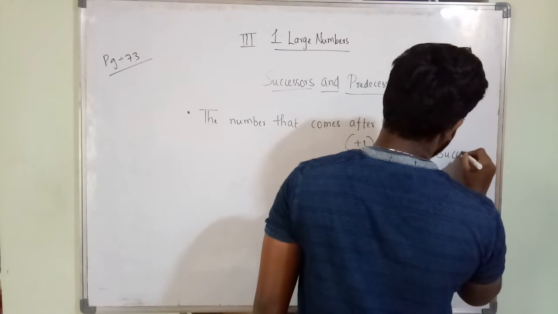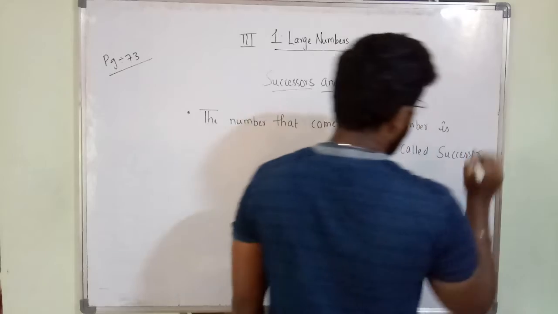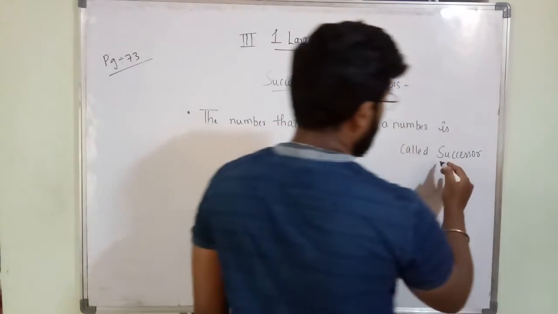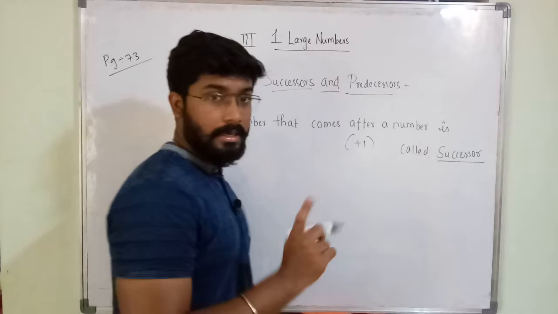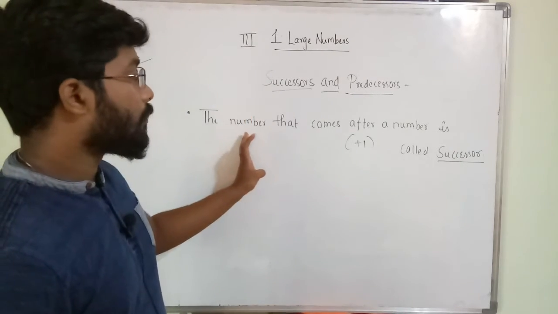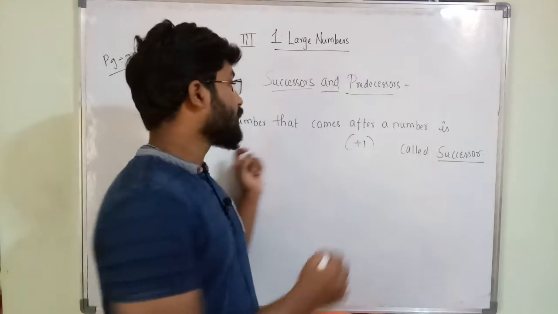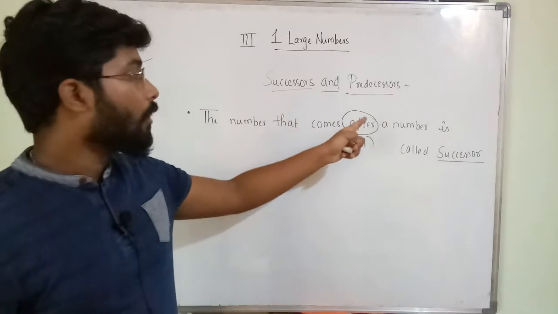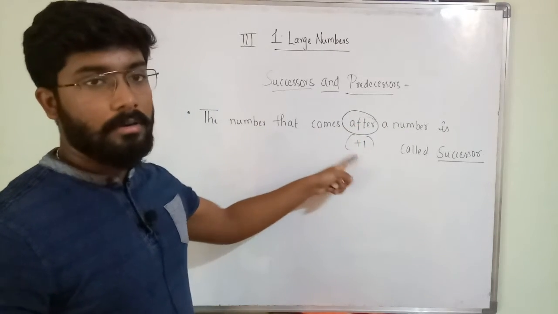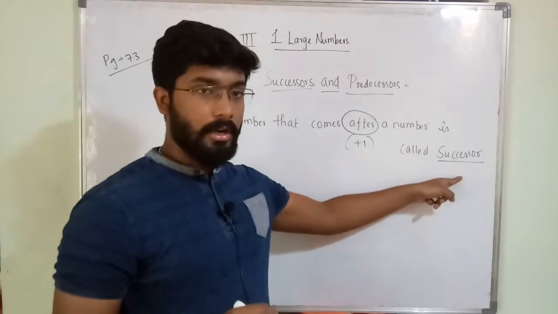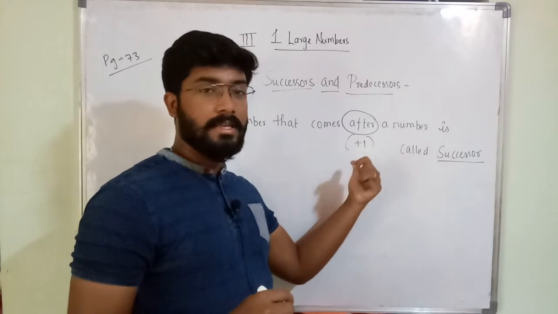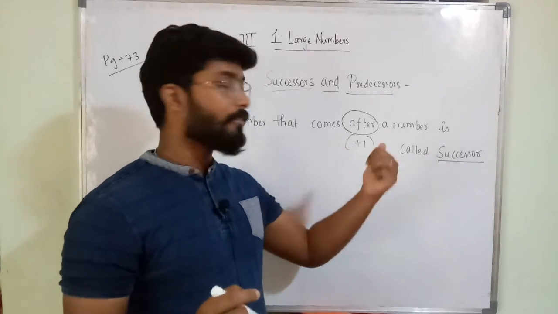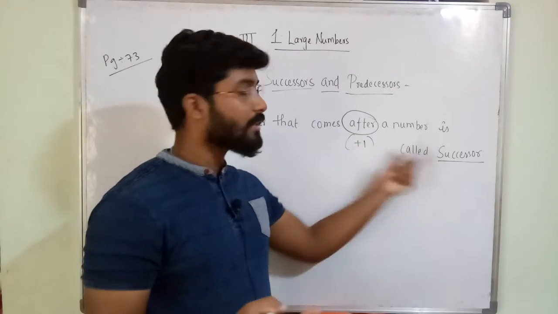The number that comes after a number is called successor. Clear? Here you have to remember, we have after. After means you should do plus 1. So for successor, what you have to do? You have to do plus 1. If he is asking the successor of a number, you have to add 1 to that number. So you will get the successor.